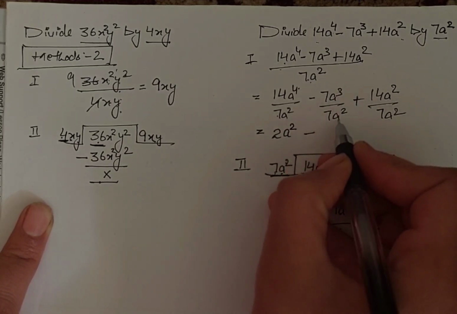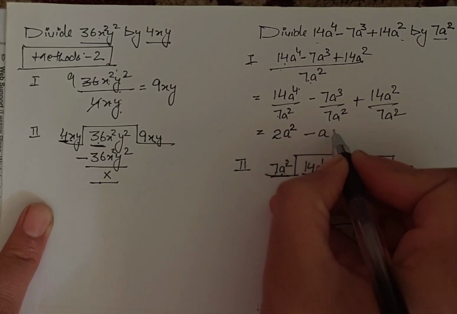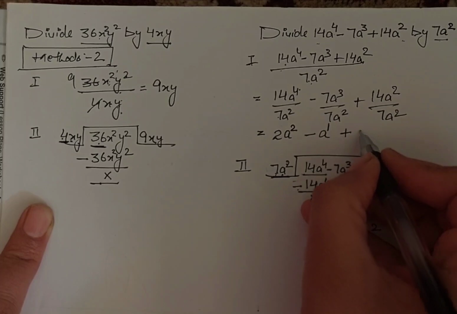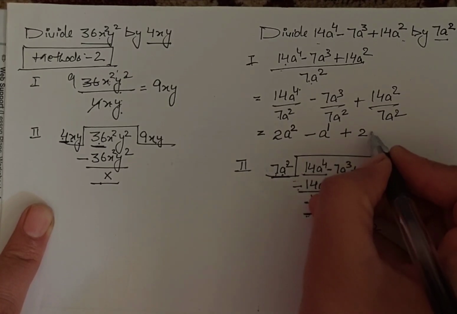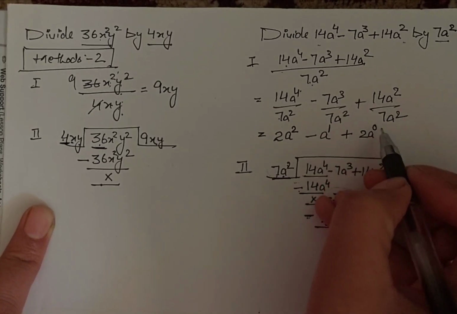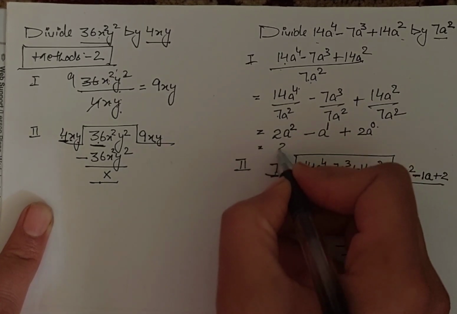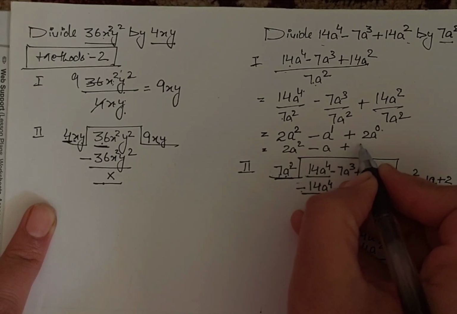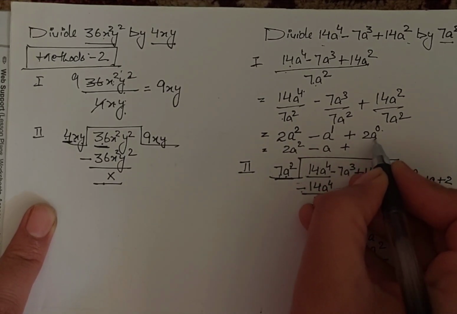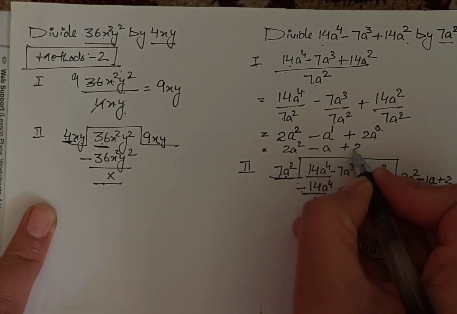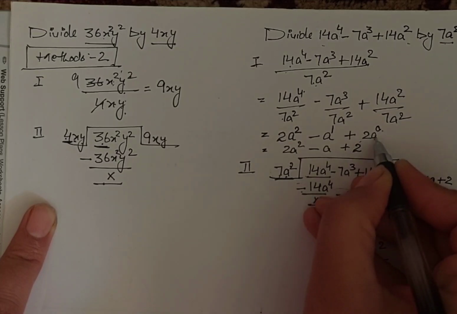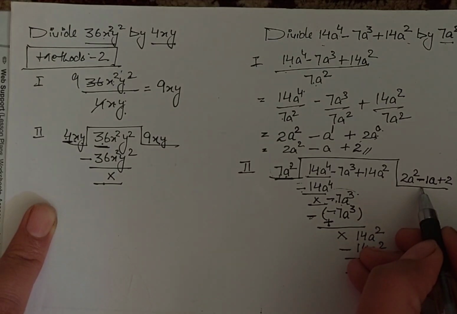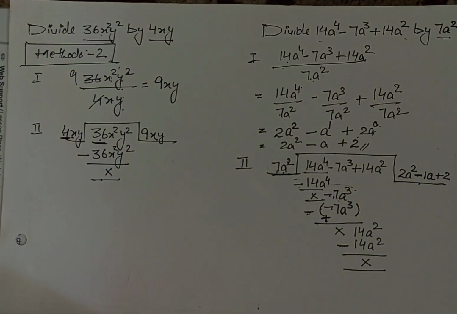a raised to power 3 divided by a square is a raised to power 3 minus 2, which is 1. Okay, so here 7 twos are 14, and a square divided by a square is a raised to power 2 minus 2, which is 0. So basically your answer is 2a square minus a plus 2 times anything raised to power 0, and anything raised to power 0 is actually 1. So we can say it is 2, because this will become 1, and 2 into 1 is 2. So this is your final answer, and the same answer is here. Okay, so in this way you have to do your homework.